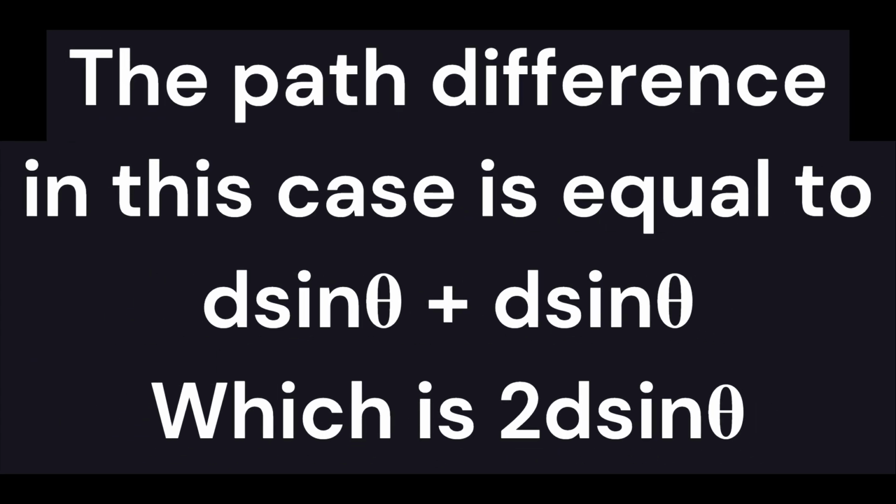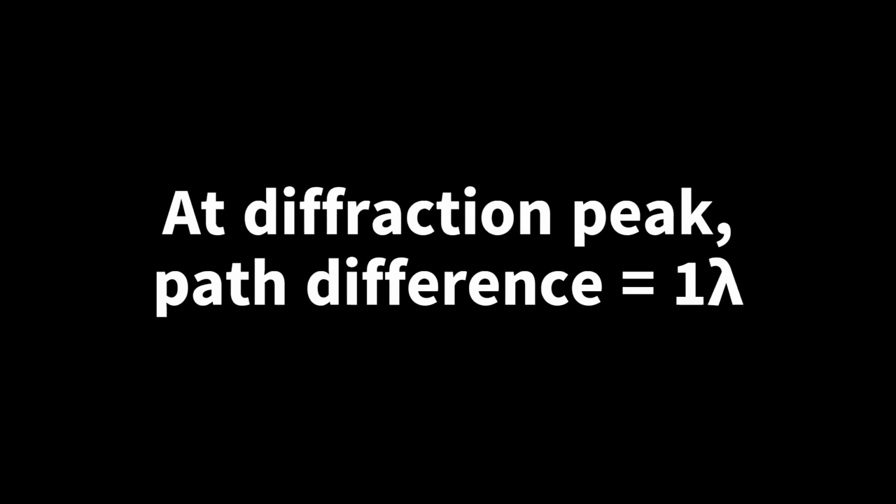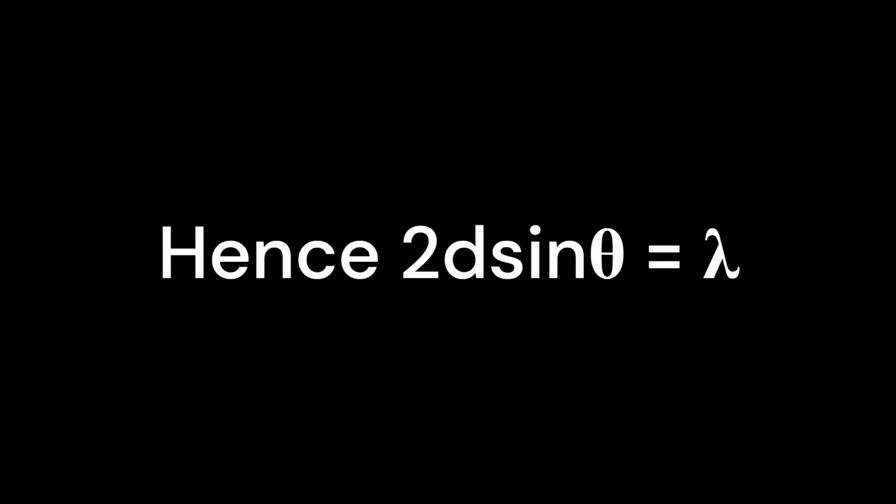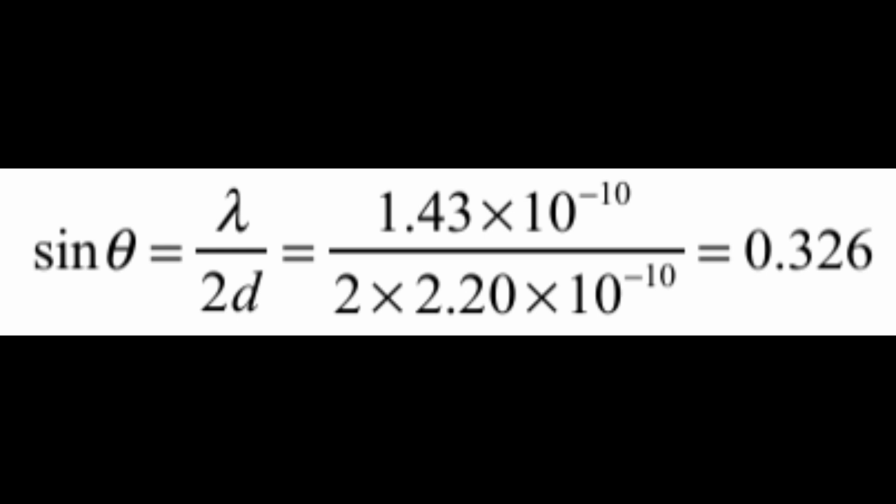The path difference in this case is equal to d sine theta plus d sine theta, which is 2d sine theta. At a diffraction peak, the path difference is equal to 1 lambda. Hence, 2d sine theta equals lambda. Rearranging and solving for sine theta, we get sine theta equals 0.326. Solving for theta by taking the inverse sine of both sides, we get 19.0 degrees, which is what we're trying to find.